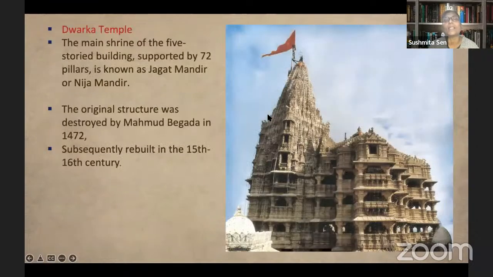If you see the Dwarka temple, the main shrine is a 5-storied building, which is of a much later period after the Solankis. But initially it was started in the Solanki period, because they are following the Maru Gujarat style. The original structure was destroyed by Muhammad Begra in 1472. Consequently, it was rebuilt in the 15th to 16th century, and lastly it was built in the 19th century. Again, it was repaired and rebuilt.